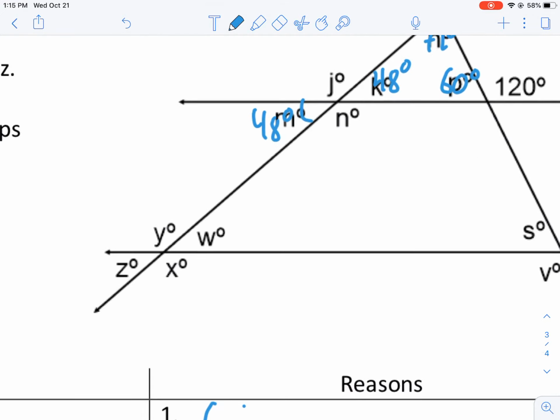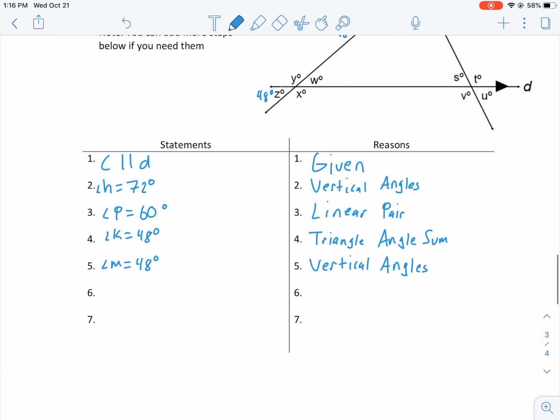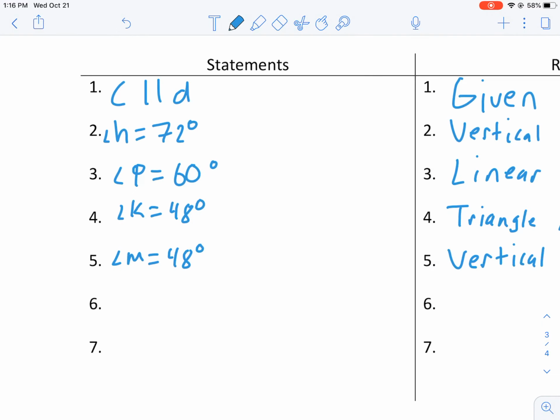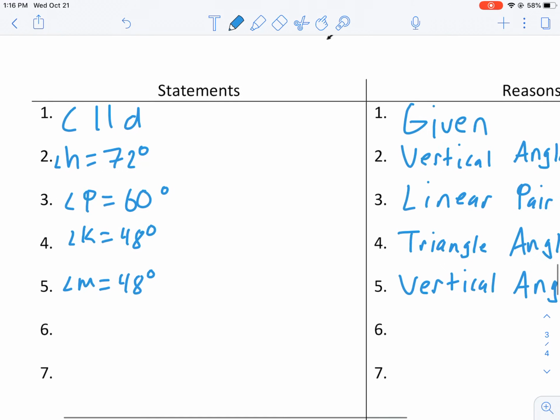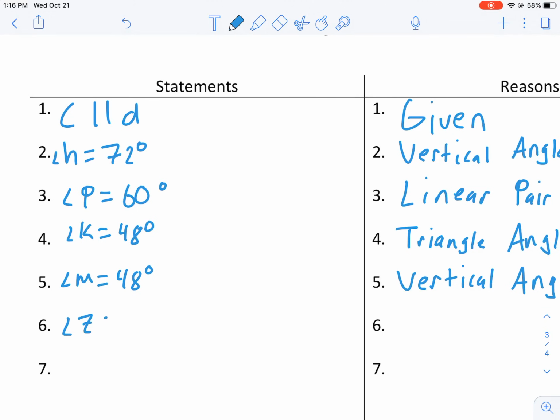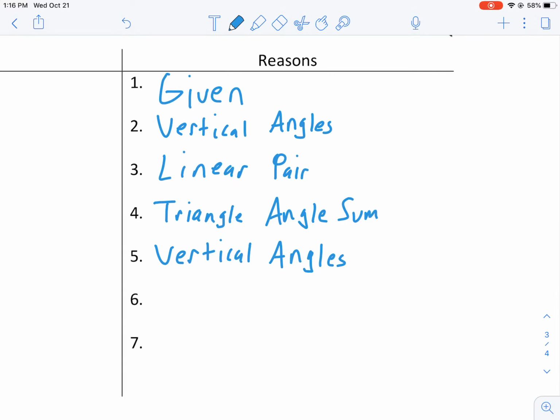And now what can I do? I actually can finish here. Yeah, so if M is 48, then I can use corresponding angles to say that Z is also 48. So we actually did this one short as well, but that's fine. So Z is also 48 degrees, and that would be corresponding angles.